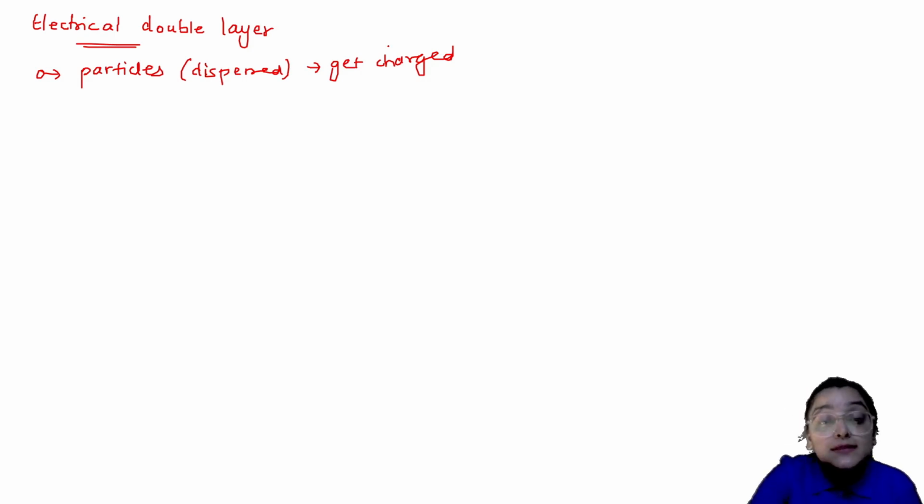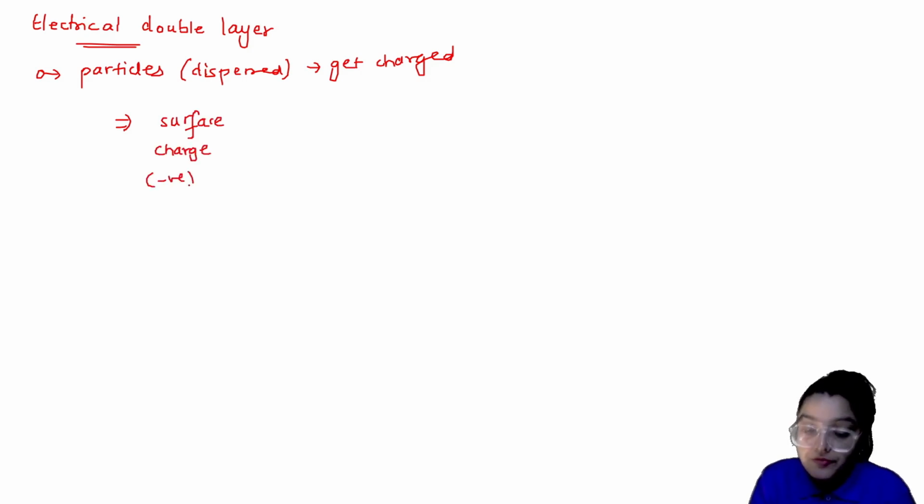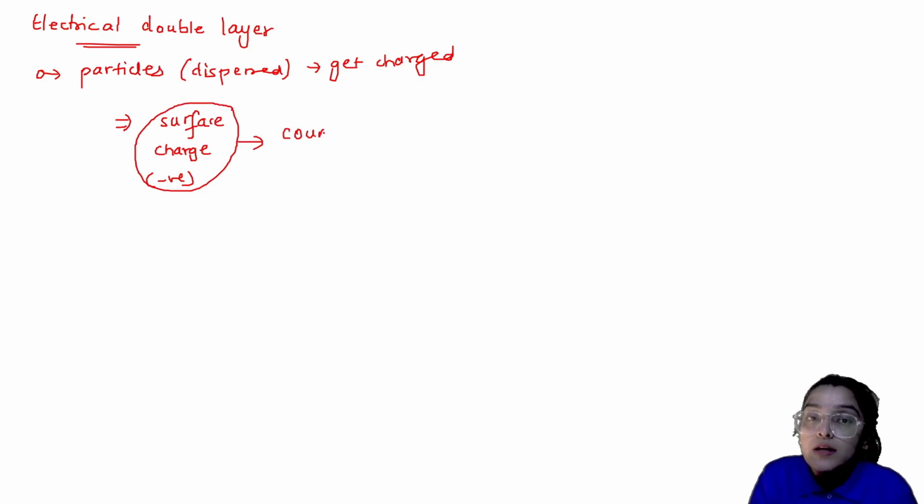Now what does this double layer mean? Suppose your surface charge is negative. If the surface charge is negative, to counterbalance this, the corresponding counter ions, that is your positive charge ions, will quickly come to deposit around it, right? This will form your first layer, that is known as the Stern layer.